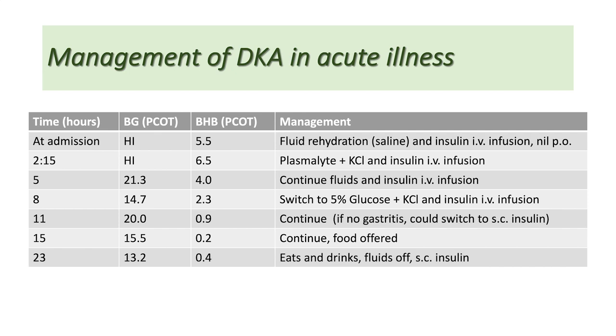Here you see that by 5 hours after admission, the BHB level starts to drop. You continue your fluids. 8 hours after admission, the blood sugar is around 14. At this time, we switched to 5% glucose. We also added potassium at some point. We continued with the insulin infusion. And 11 hours after admission, the BHB level drops to 0.9.